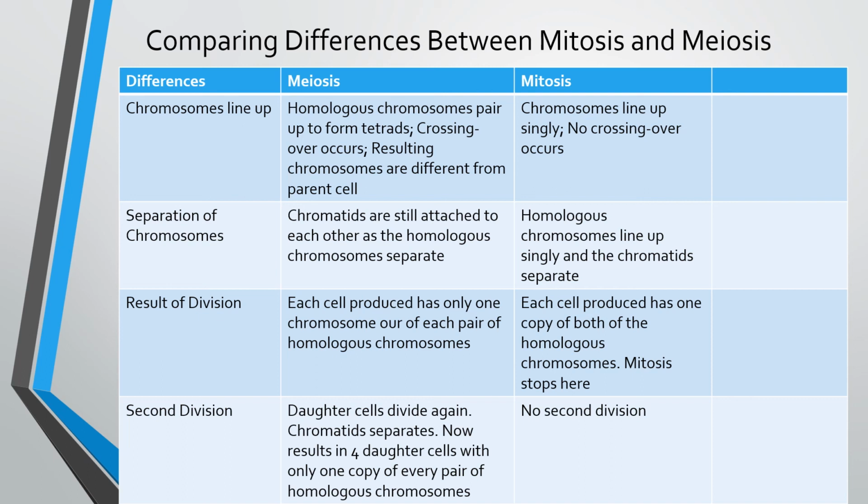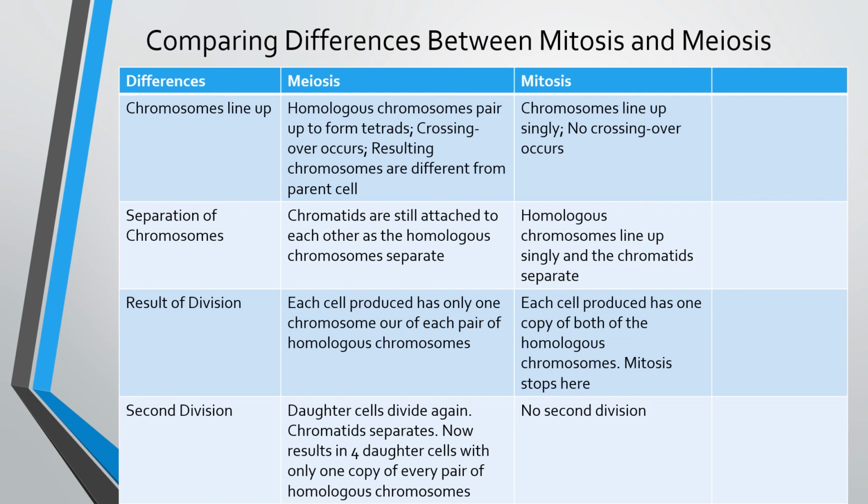The separation of chromosomes. Chromatids are still attached to each other as the homologous chromosomes separate in meiosis. In mitosis, homologous chromosomes line up singly and the chromatids separate. The result of division. In meiosis, each cell produced has only 1 chromosome out of each pair of homologous chromosomes. The result of division in mitosis, each cell produced has 1 copy of both of the homologous chromosomes.